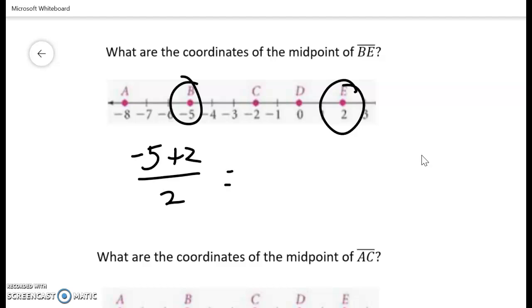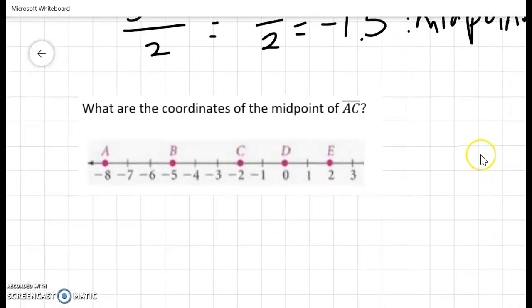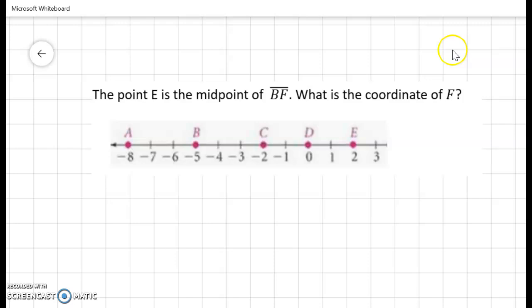What's -5 plus 2? That's -3. Over 2 is -1.5. If I had to guess, it's somewhere about right there. You see that point? So -1.5 would be the coordinate of the midpoint. Okay? That would be our midpoint. So I'm going to leave this one to you. What's the coordinate of the midpoint of AC? I'm going to let that one be yours to answer.